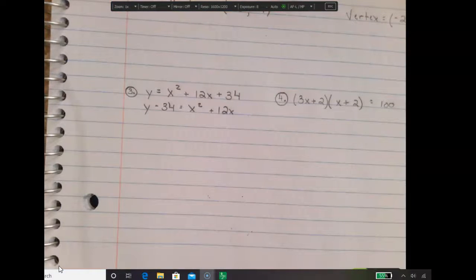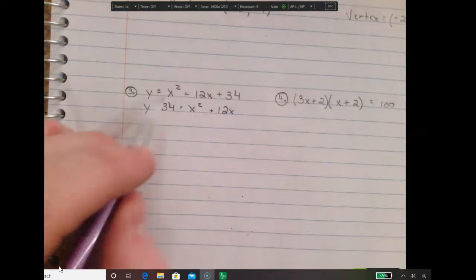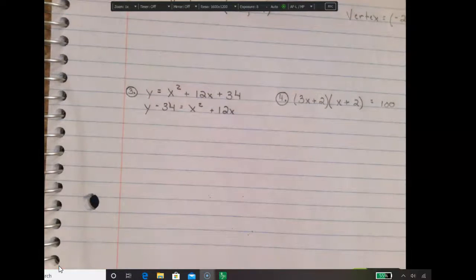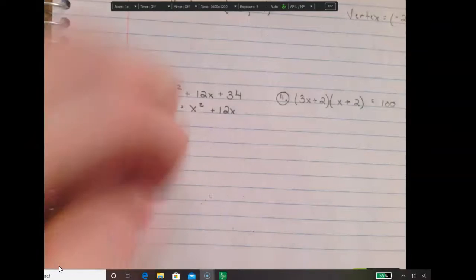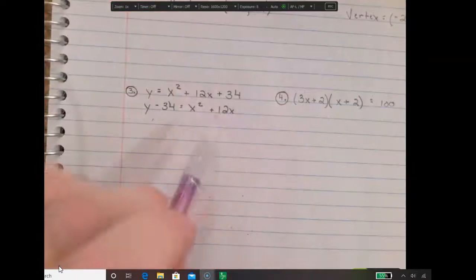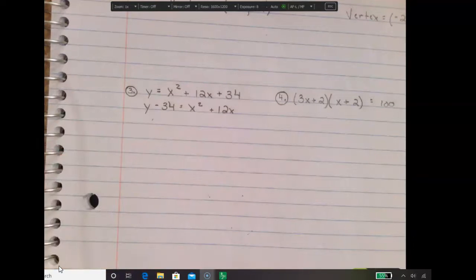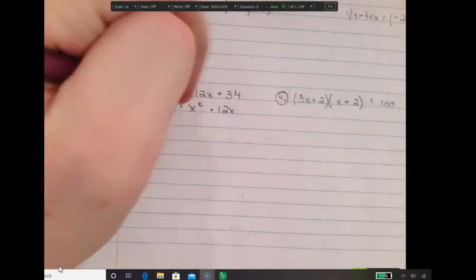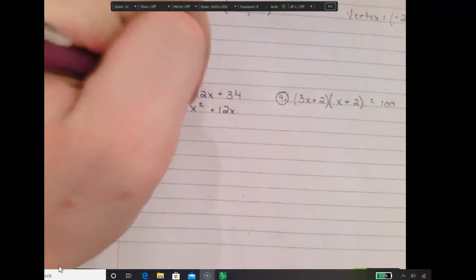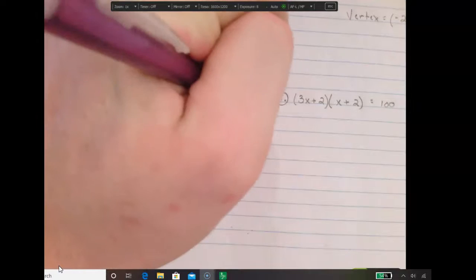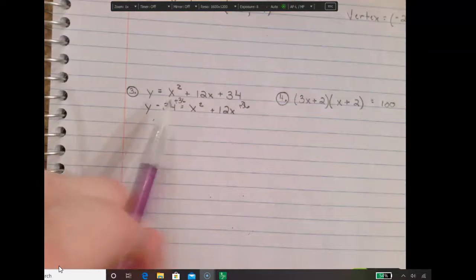Again, a lot of repetition with this, guys, and that's kind of the nice thing about doing so many problems with maybe a new format like this. Now I need to find c. So again, take your 12, divide it by 2. When you divide by 2, you get 6. Square 6. That's going to give you 36. So I'm going to add 36 to both sides. Do not forget to add 36 to both sides.